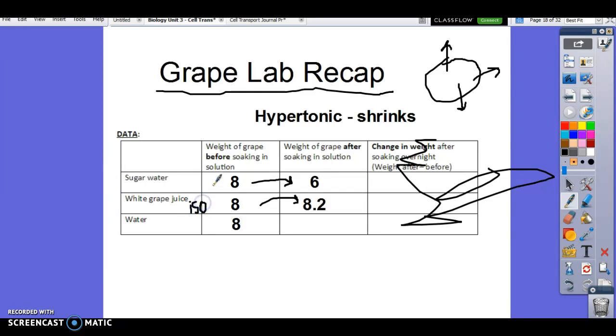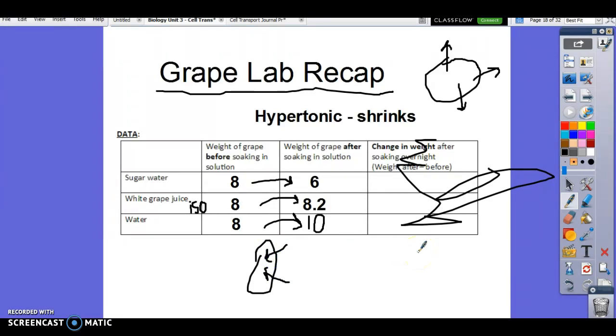Now, don't freak out if you're like, oh, Ms. Frankston, I got that all of them were hypertonic. That's okay, it's your experiment and your results. I'm not going to mark you off because you got different results. I'm just telling you what you should have expected to get. This would make sense because the white grape juice would have roughly the same concentration of water and sugar inside of it as the grape. And then the water, you should have gotten something where it increased in size, because water was going into the grape. Wow, I really cannot draw grapes on here. We would call that hypotonic.